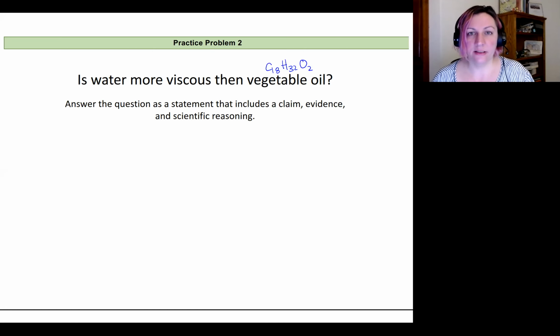So take a look at this problem, and I want you to give it a try first. I would like you to compare water and vegetable oil and decide which one's going to be more viscous. So a few things about these.